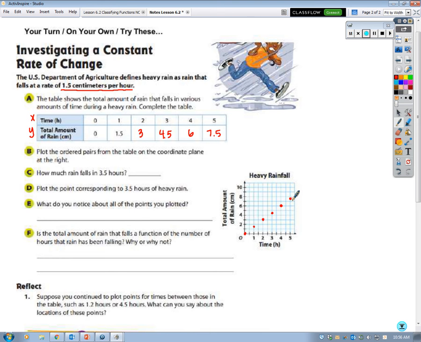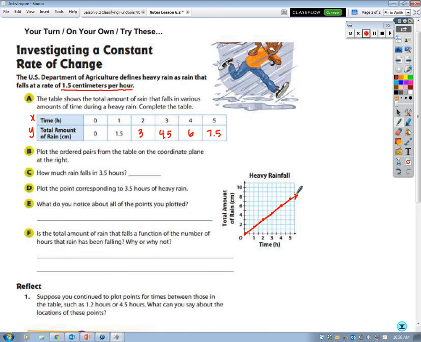Okay? And am I going to connect these points? I actually am going to connect these points because at any time I can figure out how much rain has fallen. So the space between the points represents values of rain that falls during that time also. So it's okay to connect these points.